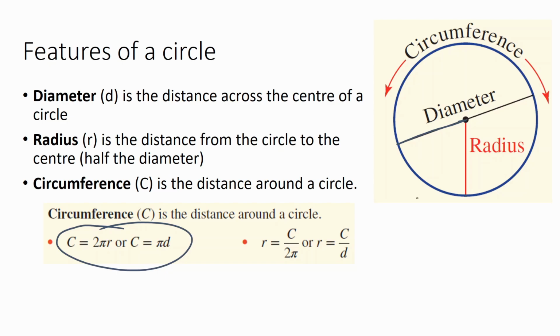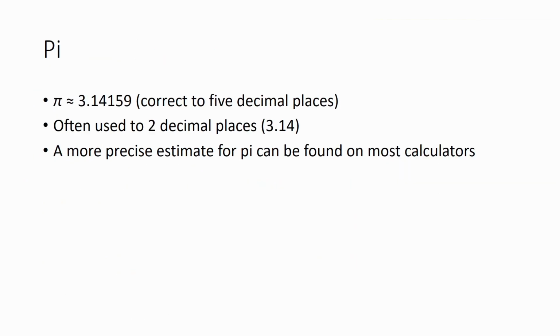Or if we're given the circumference, we can find the radius by doing circumference divided by 2 pi, or radius equals circumference divided by diameter. So let's go into a little bit more detail about pi.